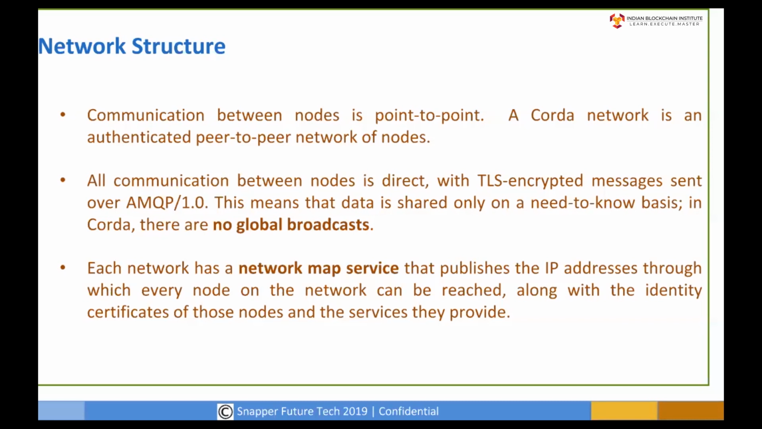Every node in the network obviously will have an IP address. Through the IP address, the nodes can communicate with each other. And the identity certificates are also generated. If you are familiar with Fabric, there is a concept called certificate authority. That certificate authority provides a certificate to the nodes so that they can take part in the transactions in the network.